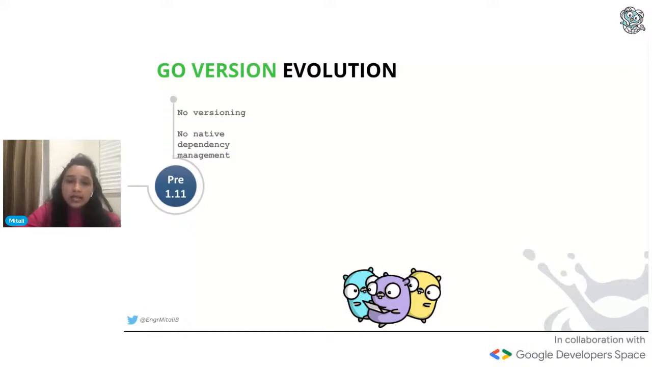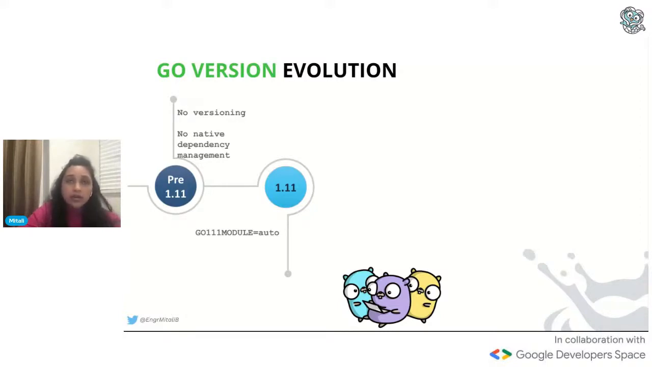There were tools like Glide and GoDep, which were there actually to manage your dependencies, but they were not combined with the Go tooling. So to solve all these problems with Go 1.11, Go has introduced the concept of modules, and with the environment variable GO111MODULE, it has three values: you can put it on, you can put it auto, or you can put it off.